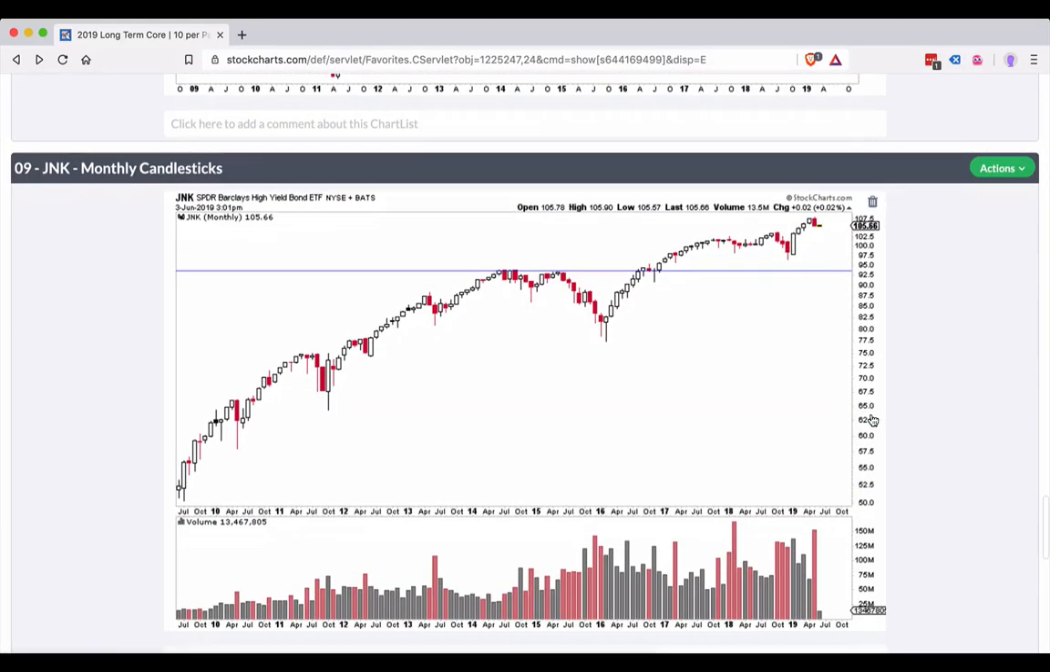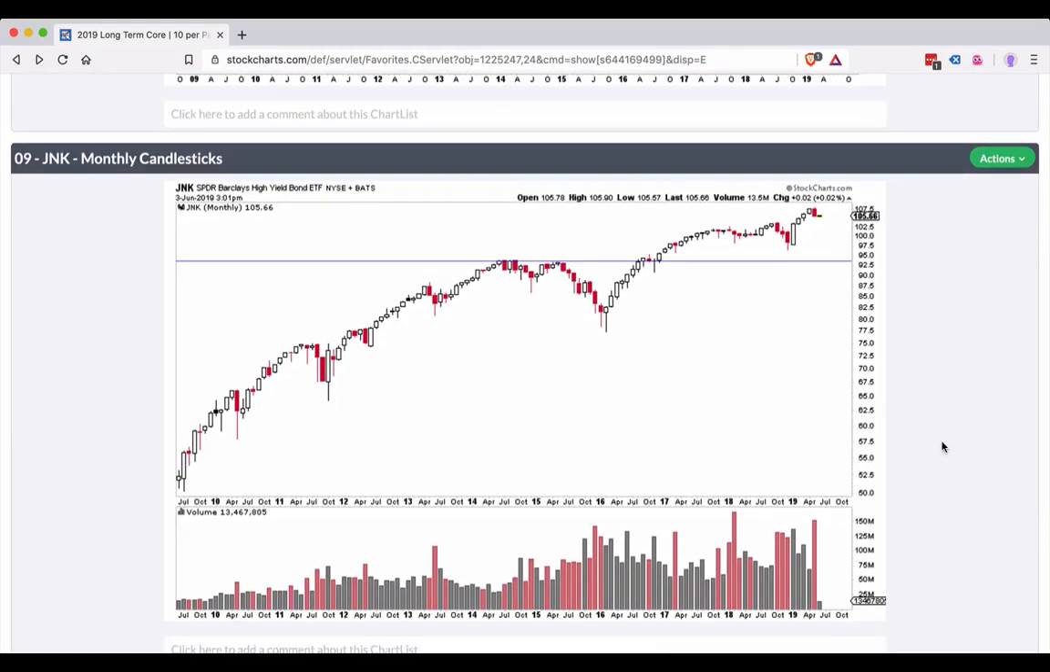Now, another measure of looking at broad market strength is looking at credit markets and high yield credit. And this is where we have JNK, our high yield bond ETF proxy. We're looking at this for any major divergences between what this is doing and what equity markets are doing. And you can see that JNK here isn't really screaming any major warning signs at this time. There was, again, no major divergence.